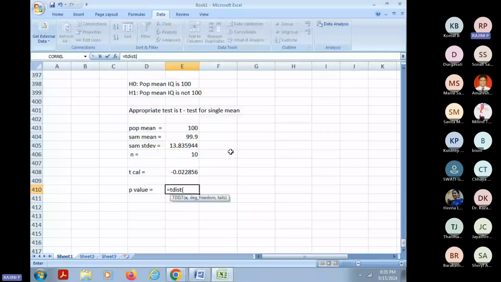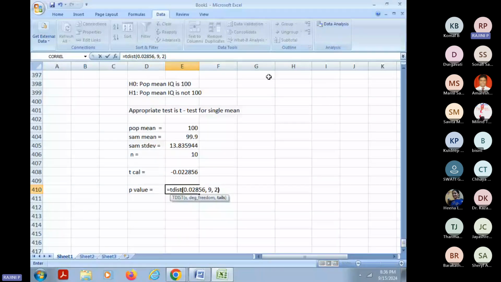Take a positive number only, 0.0228. Okay, comma. X is nothing but the test statistic you got. And degrees of freedom. Degrees of freedom is n minus 1. N is equal to 10, so it is 9. Tails. Here you are testing whether IQ is 100 or IQ is not 100. It may be greater or it may be less, so that's what we are taking. Tails is equal to 2. Close the bracket, then enter.